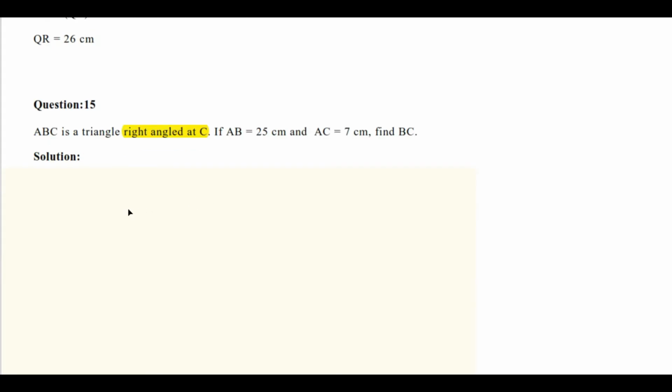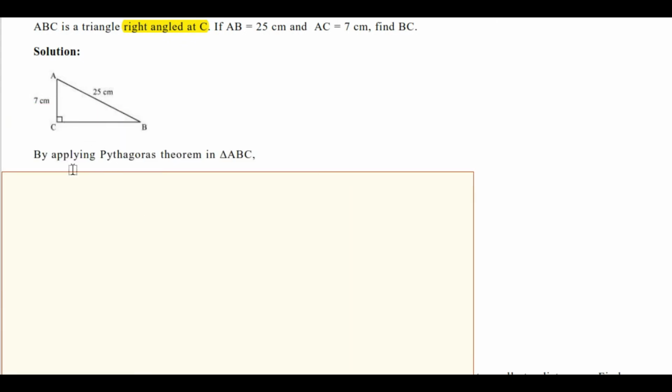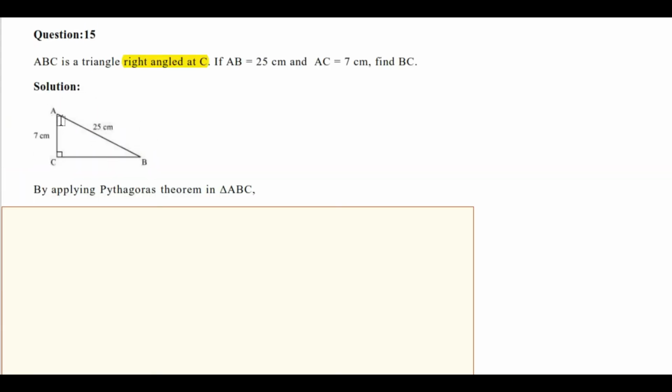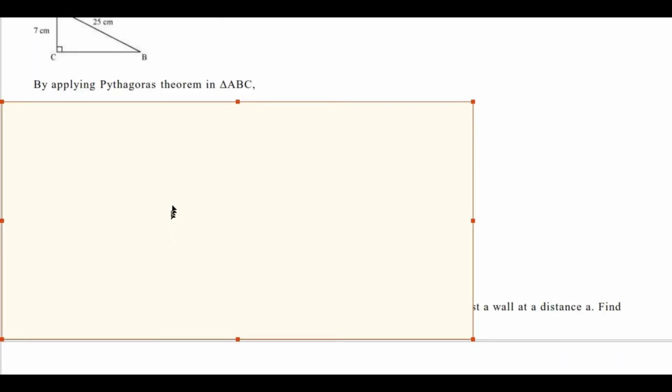Then we need to calculate BC. See how we will draw the triangle: right angle at C, then afterward A and B you can place anywhere. Here we can see that AB is given as 25 centimeter. So AB is the hypotenuse. Whereas AC is 7 centimeter, which is the perpendicular. So here we need to calculate the base. For calculating the base, you have to subtract the perpendicular square from the hypotenuse square. Let's see how we have to solve.